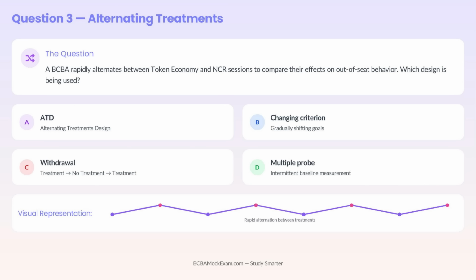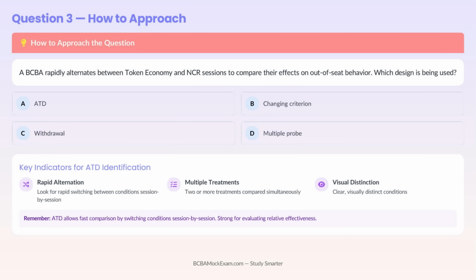Which design is being used? A. ATD. B. Changing criterion. C. Withdrawal. D. Multiple probe. This question is about recognizing the meaning of rapid switching between conditions. When approaching this question, pay attention to the rapid alternation between treatment conditions.